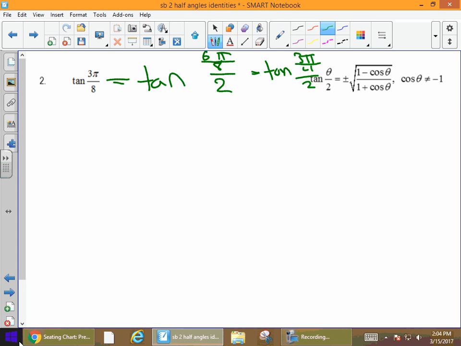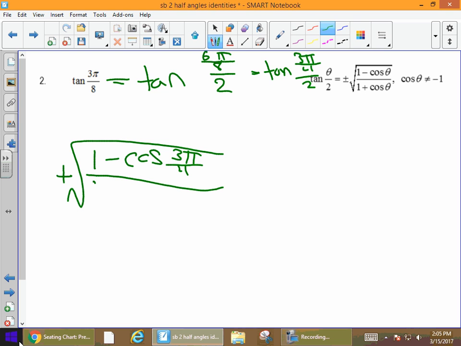So what's tangent for the first quadrant? Positive or negative? Positive. So we know we're going to have positive the square root of 1 minus the cosine of 3 pi over 4, because we're using that new angle that we know, over 1 plus the cosine of 3 pi over 4.